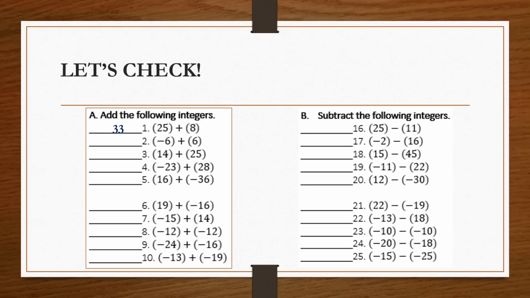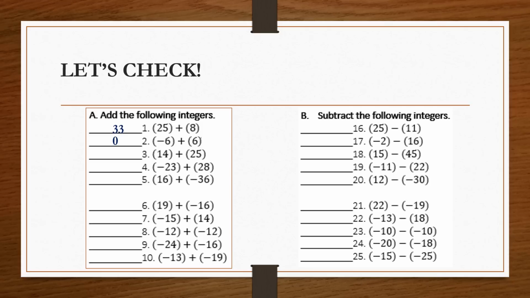For problem number 2, we have negative 6 and then positive 6. So what will you do if they have different signs? That's right. We are going to subtract the numbers. So 6 minus 6 is equal to 0, and 0 has no sign. So the answer to number 2 is 0.